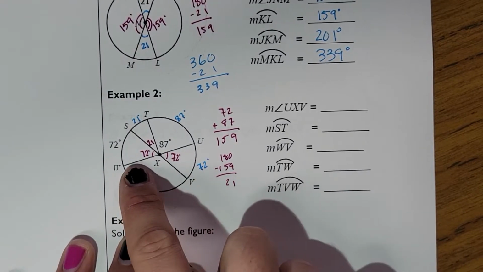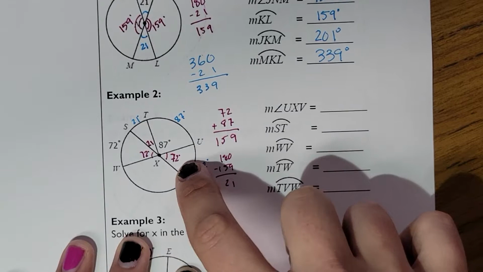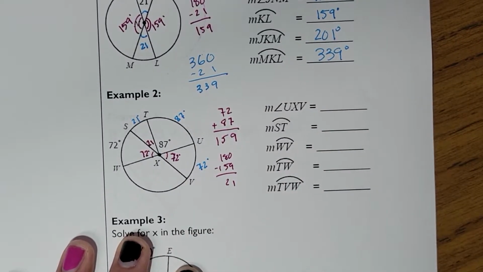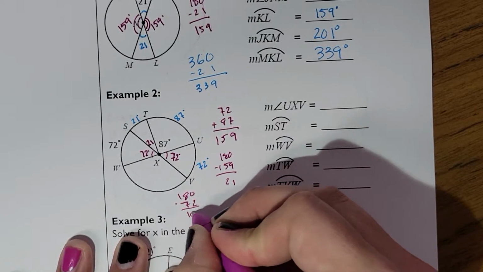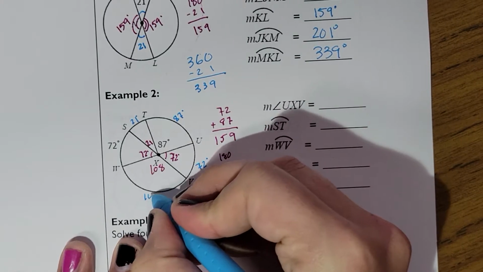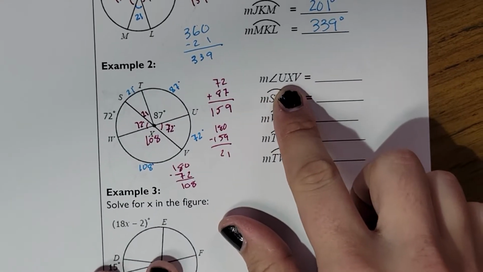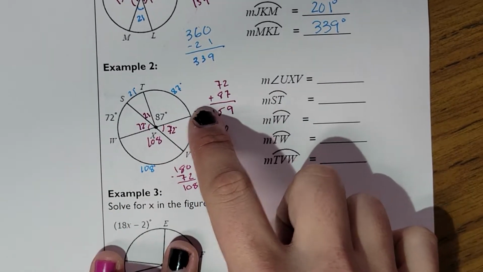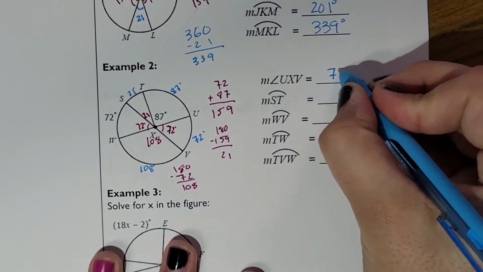I think the easiest is that this is 180. 72 plus this angle has to make 180, so I take 180 and subtract 72 from it. 180 minus 72, and I'm going to get 108. So I know this is 108, which means this arc on the outside is also 108. Now they're easy. Find UXV. UXV is going to be 72 degrees.